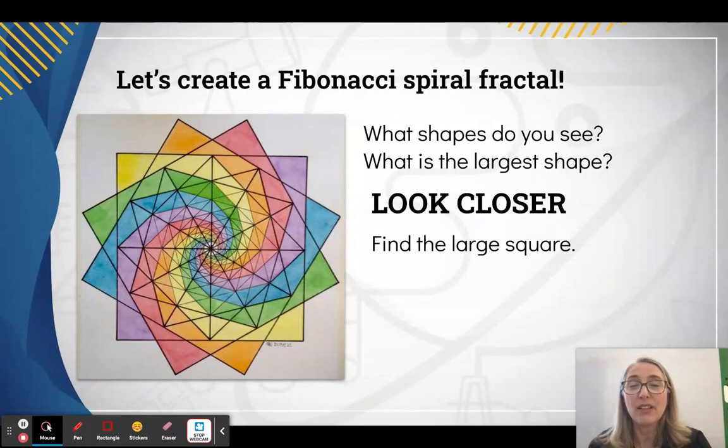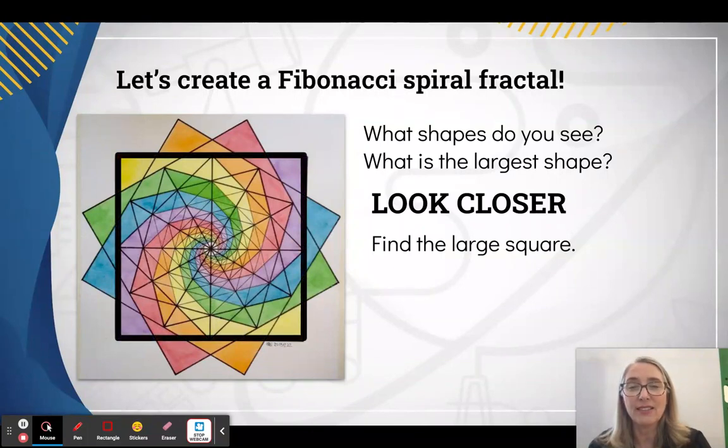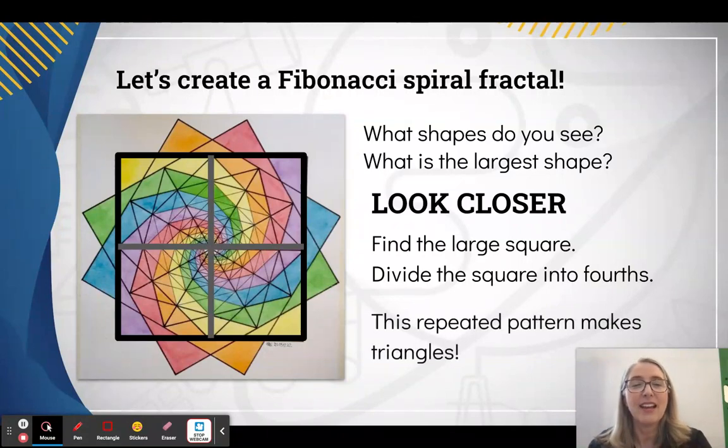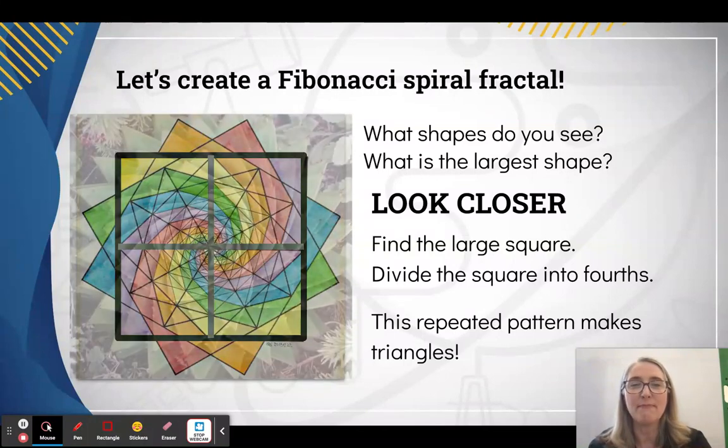That large shape, that largest square right there, is how this whole pattern started. And then it just began to spiral. If you take that large square, you can look at it, divide it into fourths. This whole thing is made with just the square. And this repeated pattern, when it gets layered on top of each other when you draw it, that's what makes the triangles. And so this is going to look a lot like our succulent pattern that is a fractal and a Fibonacci spiral at the same time. Can you see that?